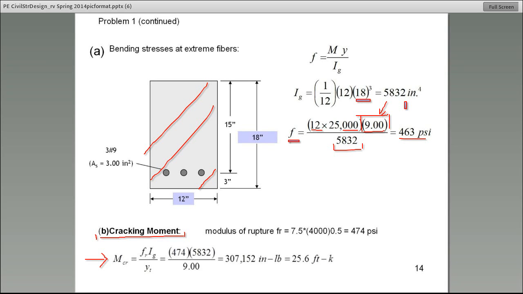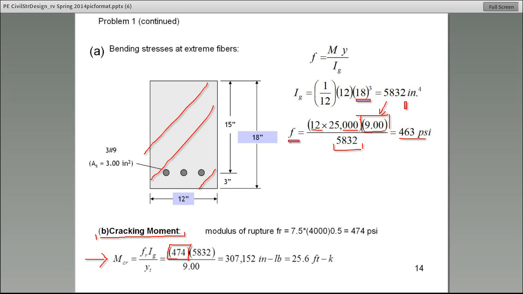We know I gross, we know YT. What we don't know is FR. And again, I will remind you, FR is the modulus of rupture. It is the stress that causes the first crack in the concrete beam. All right? It's the stress that causes the first crack.